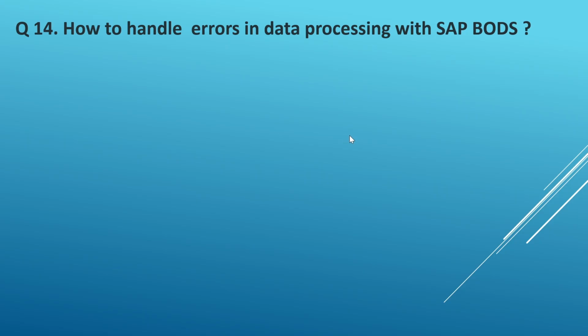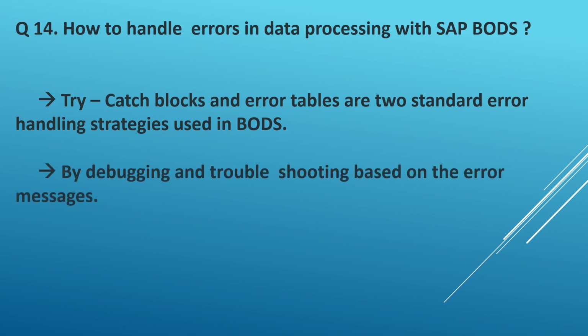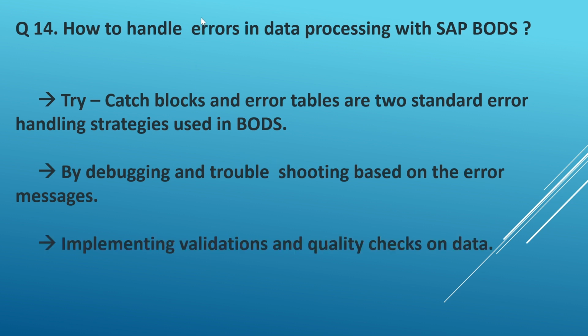Next question, how to handle errors in data processing with SAP BODS? The most common standard error handling strategies are using try-catch blocks in our code and error tables, and also by debugging and troubleshooting based on the error messages. By executing our job in the debugging mode, we can find the errors in our codes.